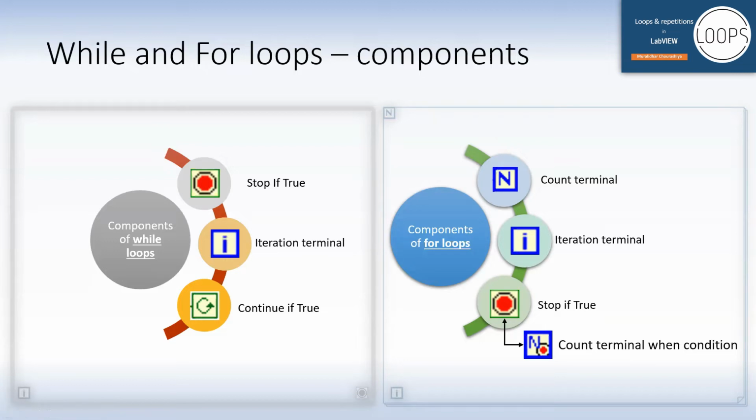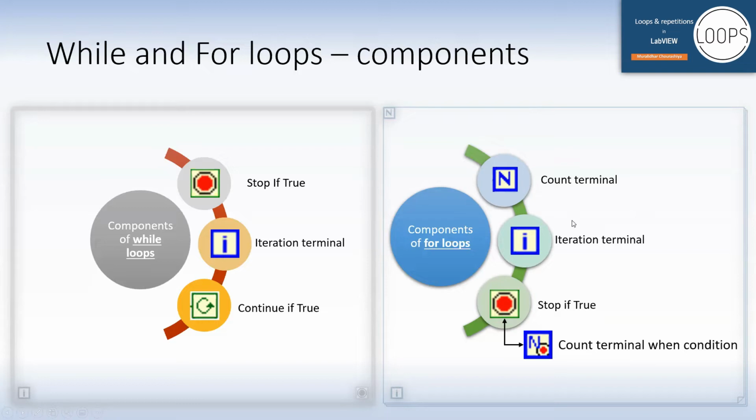Similarly, the for loop also has a few different things. The normal for loop will have a count terminal and an iteration terminal. When you supply a number to the count terminal, the for loop will run for that many counts, and the iteration will count from 0 to one number less than the count terminal.